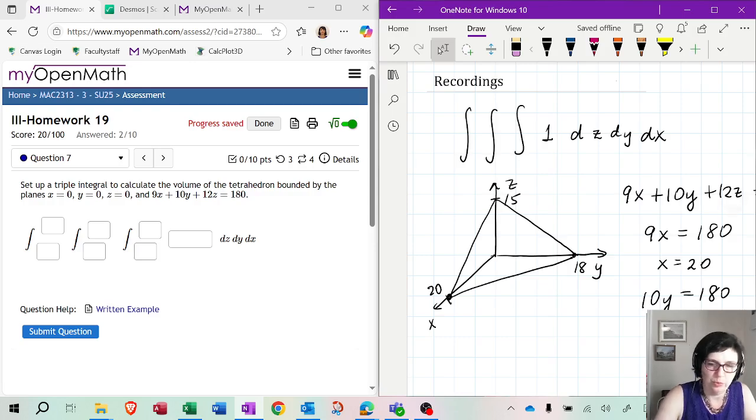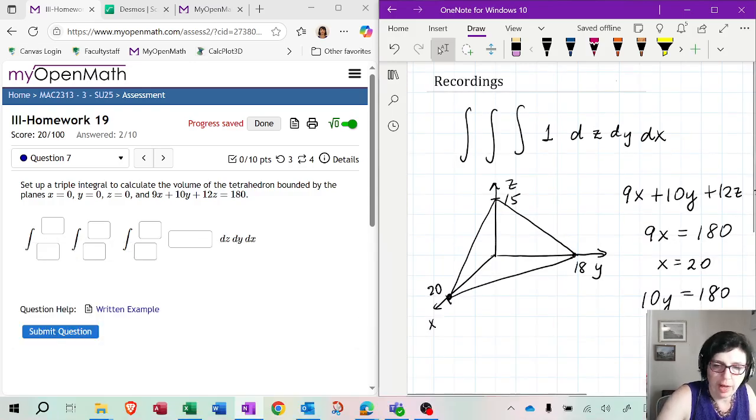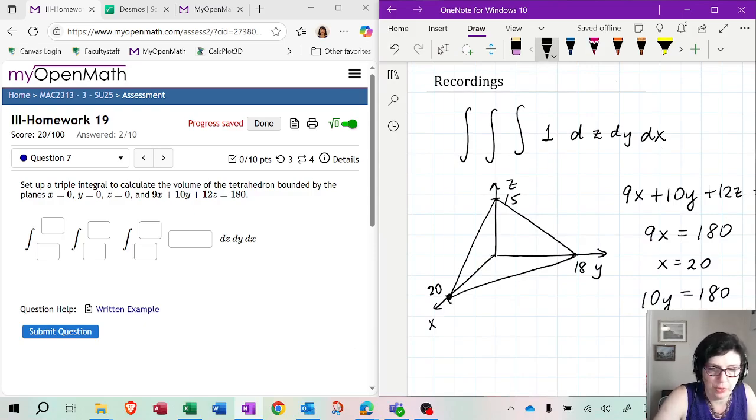The first thing you do, and it is going to be really easy to set up once you know what to do, is look at the values of x. So x has the extreme values. Remember that these two limits are the limits over the projection onto the xy plane, and the projection is the yellow region. So the outside limit is just going to be 0 to 20.